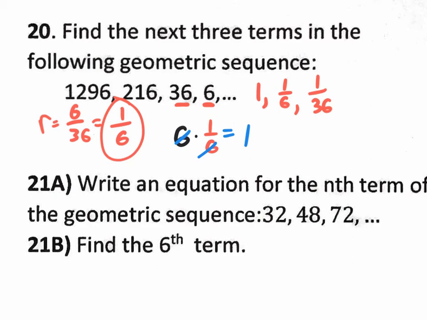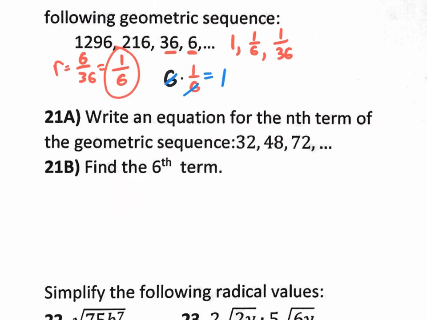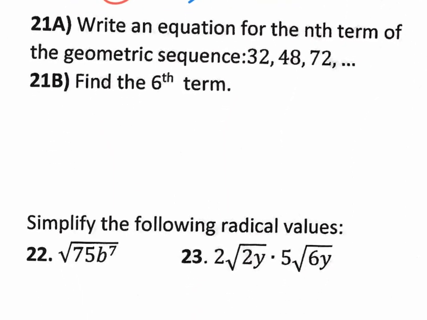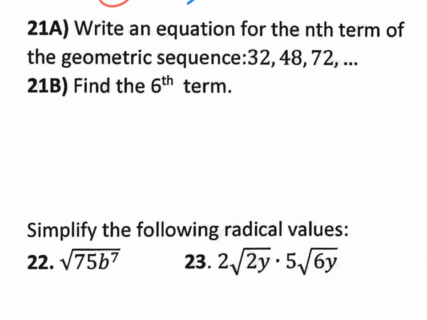Now, number 21A, that's more fun, because right there they actually want you to write the equation for the nth term of the geometric sequence 32, 48, 72. Okay, so we first need to have the a sub n formula memorized. A sub n equals a sub 1, that's just your first term, times the common ratio r to the power of n minus 1.